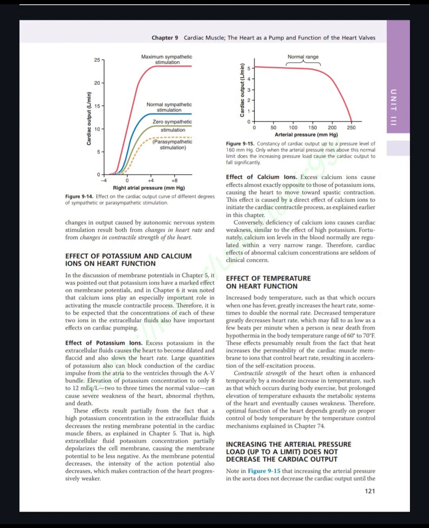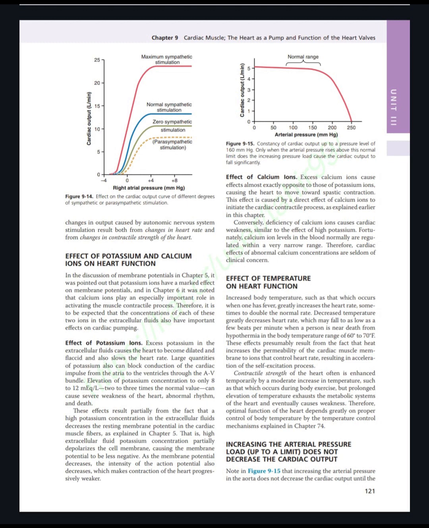These effects result partially from the fact that a high potassium concentration in the ECF decreases the resting membrane potential of the cardiac muscle fiber. That is, high ECF potassium concentration partially depolarizes the cell membrane, causing the membrane potential to be less negative. As the membrane potential decreases, the intensity of the action potential also decreases, which makes the contraction of the heart progressively weaker. Then see the effect of calcium ion.